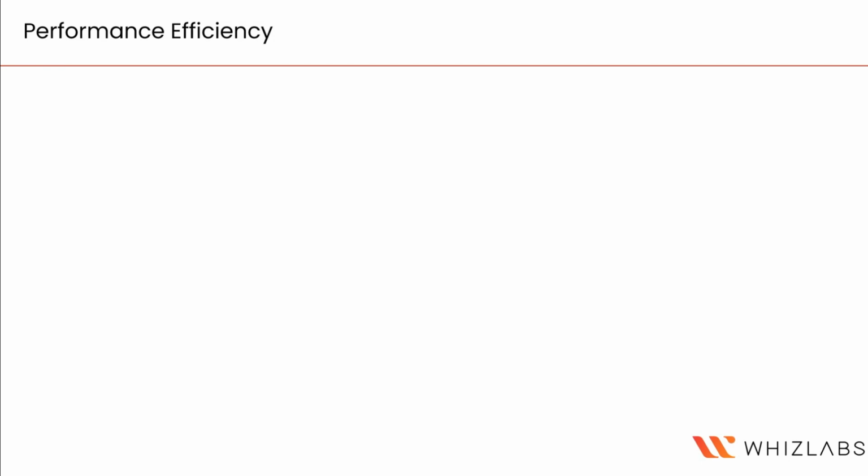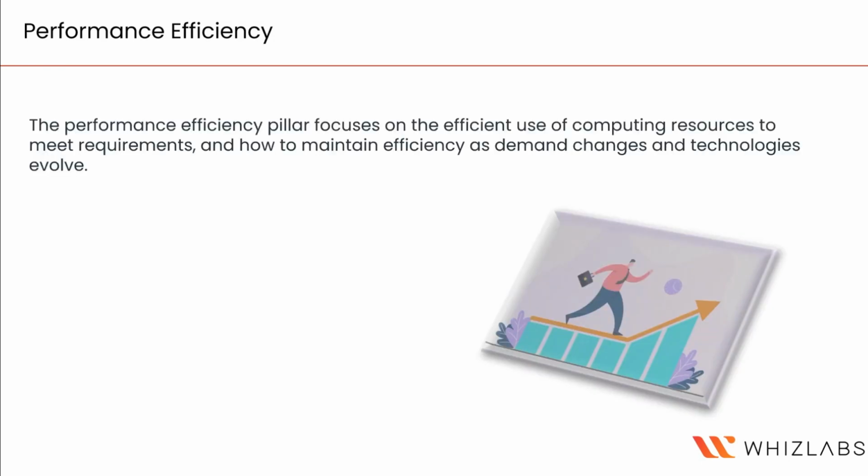Let's look at the next pillar, which is the performance efficiency pillar. This pillar focuses on the efficient use of your computing resources to meet the requirements, and the efficiency should also be maintained as the demand changes and as the technology evolves. So we are already seeing that we've moved from EC2 instances to containers to functions. So technologies are evolving, and you want to make sure that you are able to absorb these changes and still maintain the performance efficiency of your architecture.